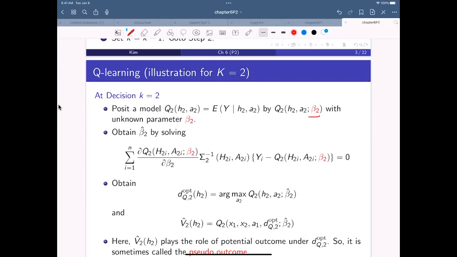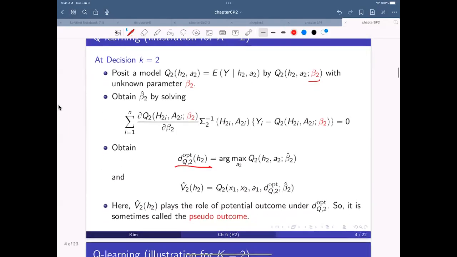And so once you estimate the parameter, you plug in, and then maximize over A2 to obtain the optimal decision at K equal 2. And then apply it to your Q2 function and plug in. So that means, given the history, you are going to apply the best decision at K equal 2.